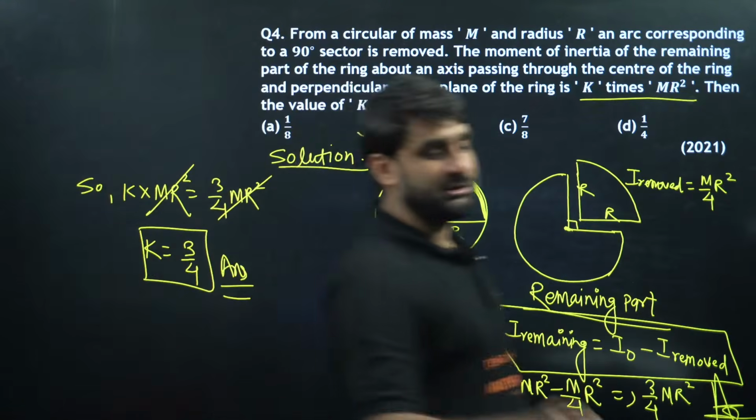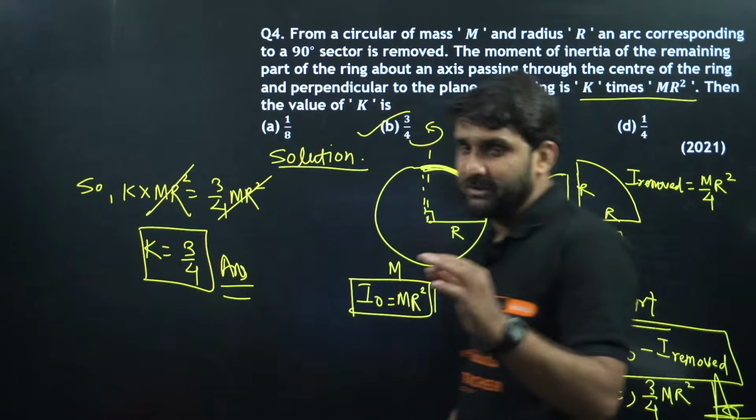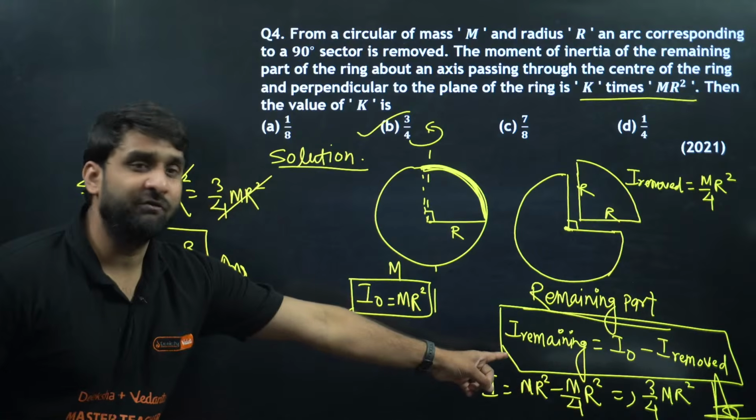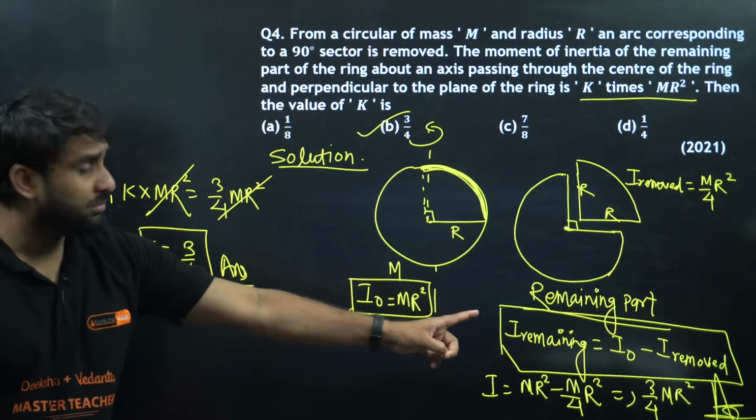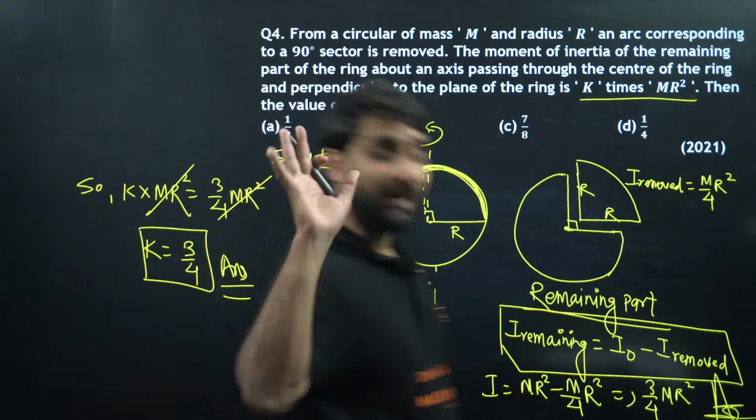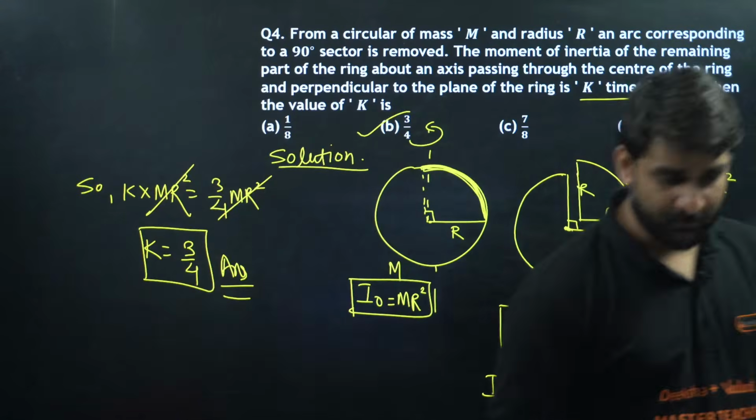Is it clear to all, champions? Please tell me. So the moment of inertia of the remaining part is equal to the moment of inertia of the original part minus the moment of inertia of the removed part. Keep this formula in mind always.